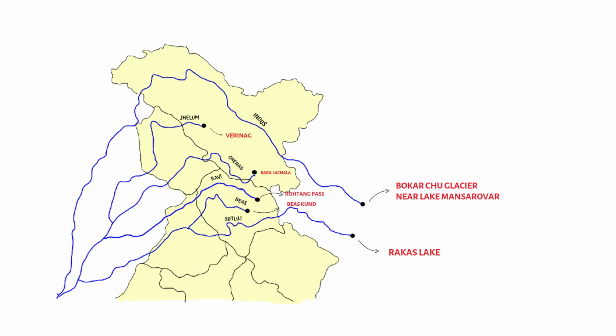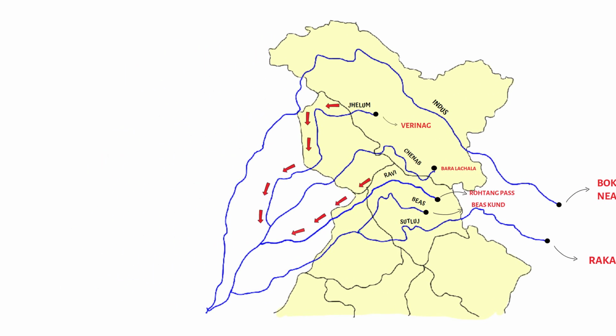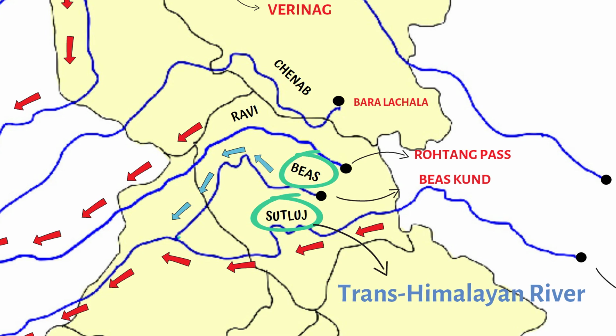Now let's look at the flow of these rivers. Jhelum River and Ravi River both flow into Chenab River, and Chenab River merges into Satluj River, and Satluj is the river that merges directly into Indus River system. The Satluj River is also a trans-Himalayan river that cuts across all the Himalayan ranges before it meets Indus. Beas River also merges into Satluj River and is the only river that starts and ends in India itself. All other rivers flow to Pakistan.